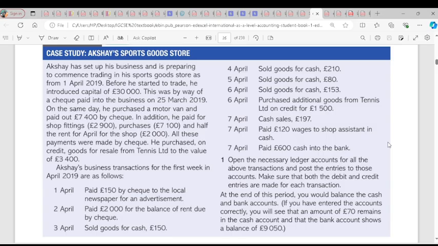And in addition, he paid for shop fitting 2,900. So in our books, there's the shop fittings account. We have on the debit side of the shop fitting account, bank. Then the bank account, you're going to have a credit entry for shop fitting for the same amount, 2,900. So for shop fitting, you debit shop fitting account, you credit bank account. Is it clear, please? Yes.